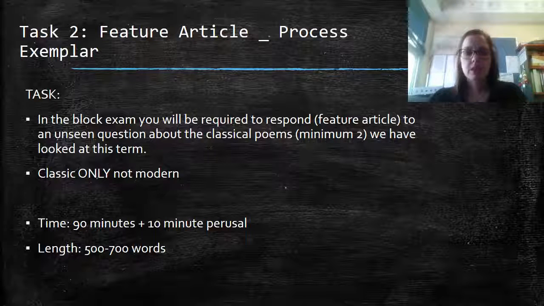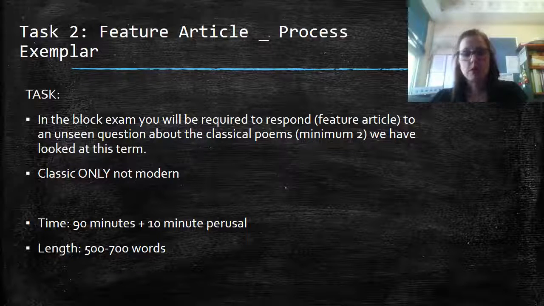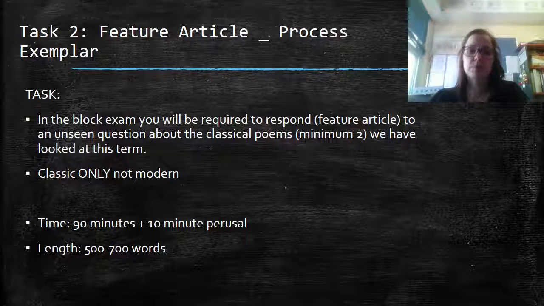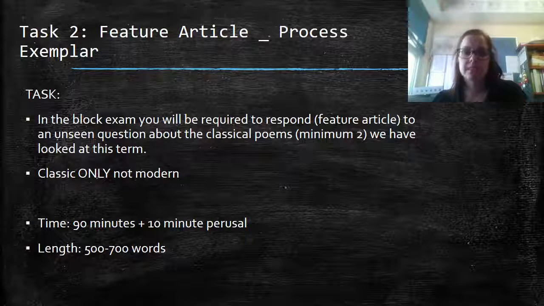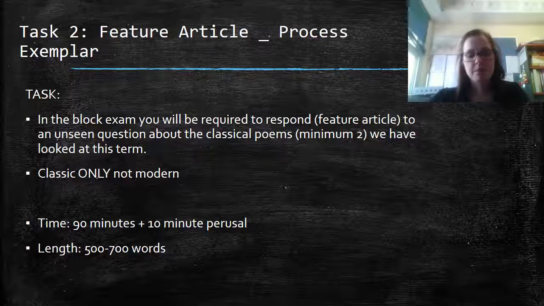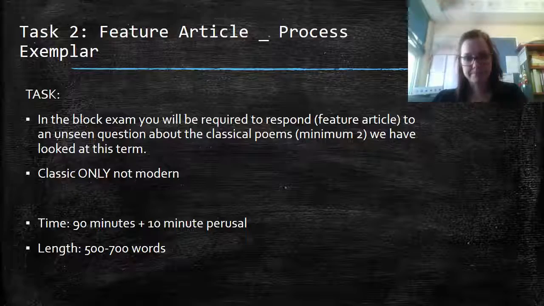So as a reminder, you have a block exam where you're required to respond in feature article genre to an unseen question about classical poems, a minimum of 2 that we have studied this term. You must only look at the classical poems and not any modern songs. You've got 90 minutes for the exam with a 10-minute perusal time, and you need to write 500 to 700 words.